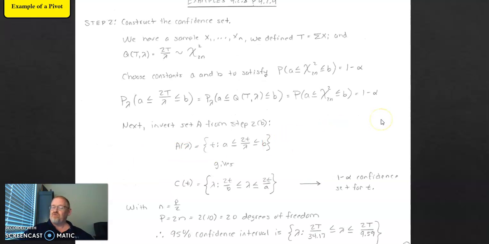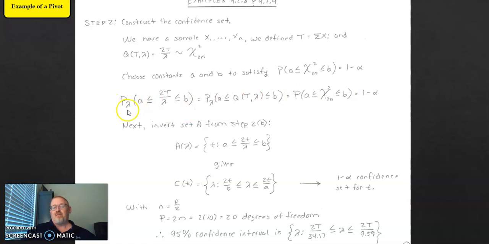Now, step 2, once we've gotten that part out of the way, is really to construct the confidence set. So we have a sample, x1 to xn. We've defined t as the summation of x sub i, and our pivot is 2t over lambda, which we said follows a chi-squared distribution. Now, what we want to do is choose constants a and b to satisfy what we previously said in step 2, part A: I'm looking for a probability that my chi-squared is greater than or equal to a and less than or equal to b.